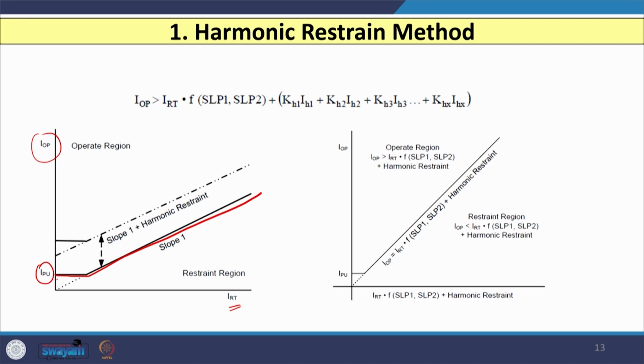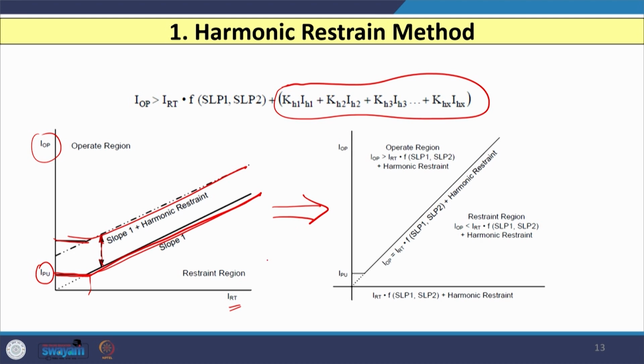So, this is your IPU setting and then you have the slope 1 setting. Now, if I add this into our original equation of restraining current, you can see that the entire characteristic can be shifted from here to here. So, obviously, the operating region of the differential relay is reduced and you are deliberately increasing the restraining region of the differential relay.